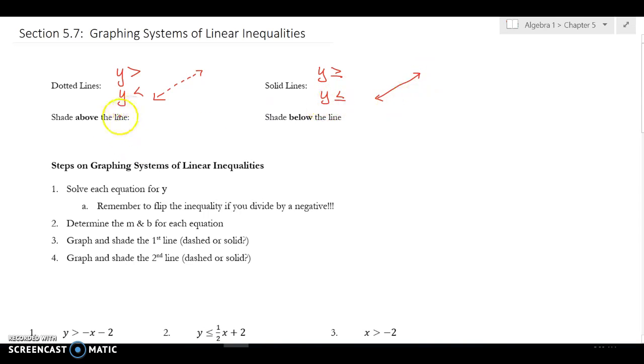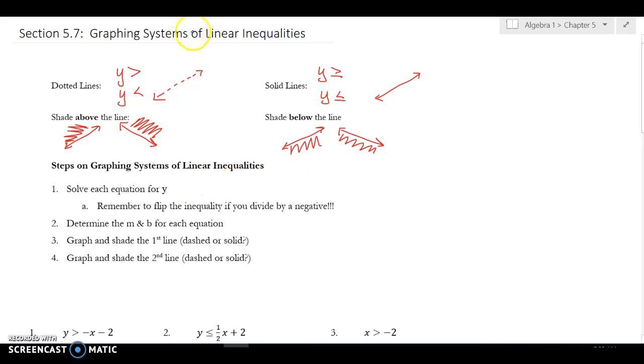And then there's also shading above. So if my line goes up this way, shading above is over here. But if my line is falling, then shading above is over on this side. And remember, we don't do left or right. We only do above or below. The only time we're going to do left or right is if it's a vertical line. And then below the line and below the line.